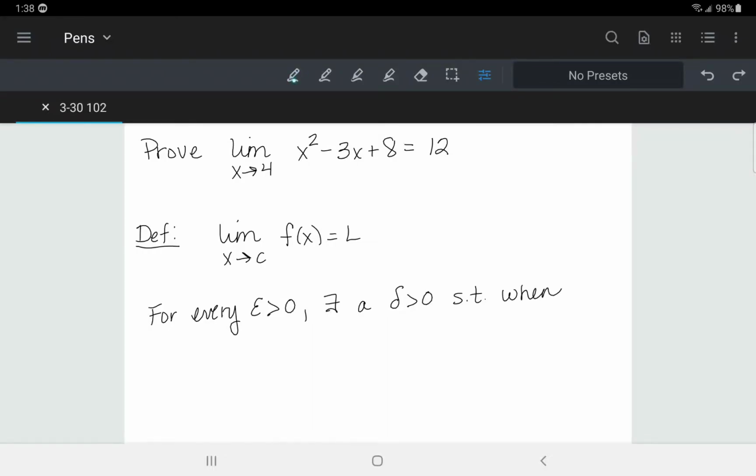Let's prove that the limit as x approaches 4 of x squared minus 3x plus 8 is equal to 12. For this, we're going to review what the definition of the limit is.